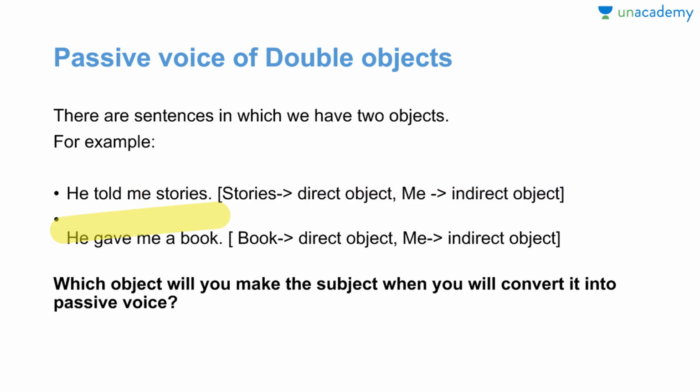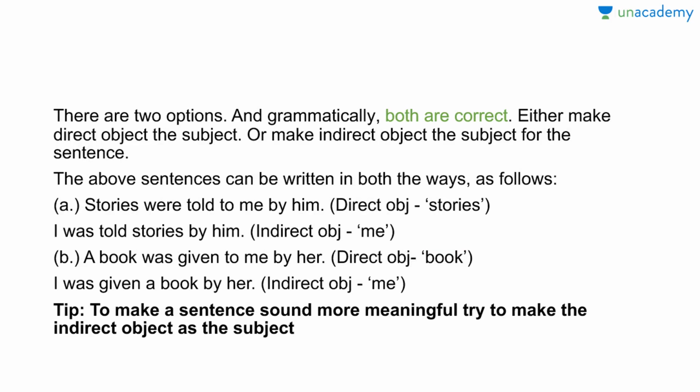Similarly, he gave me a book. Here, book is the direct object, but me is an indirect object. So what do you think guys? What will you do in sentences where you have two objects? We know that when we convert a sentence from one form to the other, we make the object the subject and the subject the object. But here we have two objects. So how to deal with it? We have 2 options, and both are correct. Either you make the indirect object the subject and proceed with the sentence, or you make the direct object the subject and proceed.